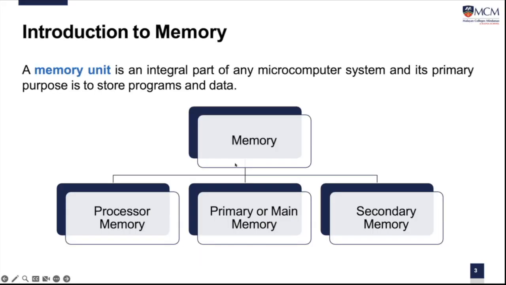So what is a memory unit? It is an integral part of any microcomputer system, and its primary purpose is to store programs and data. In memory, we have classifications or subcategories. We have the main memory or the RAM, secondary memory, the ROM, and processor memory.